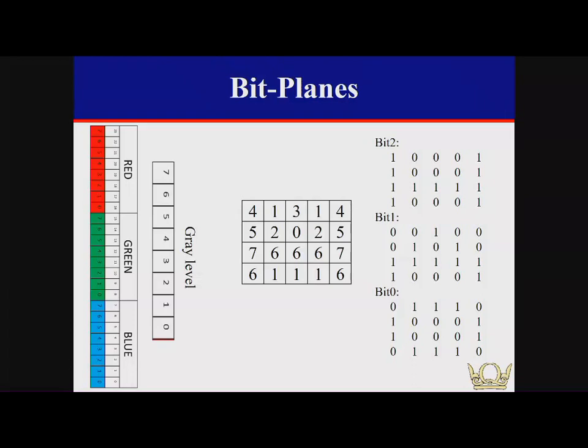For pixel value 4, I have two pixels. For pixel value 5, 1, 2, and more? No, 2. For pixel value 6, 1, 2, 3, 4, 5, I have 5 pixels. For pixel value 7, I have 2. So all the pixel values I have counted, and I have this. This is called the histogram.